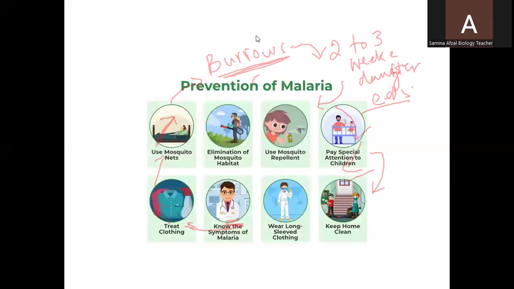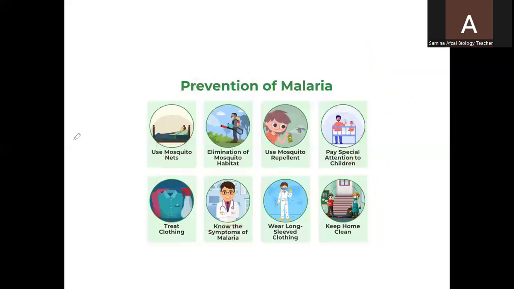How can we prevent malarial infection? There are simple methods. We can use mosquito nets if we are sleeping outside our houses, or whether we are inside, we can use these mosquito nets. We can eliminate the mosquitoes' habitats by spraying kerosene oils or different medicines. We can use mosquito repellents when we sleep at night, or pay special attention to the children. The children should be protected from the bite of the mosquitoes.